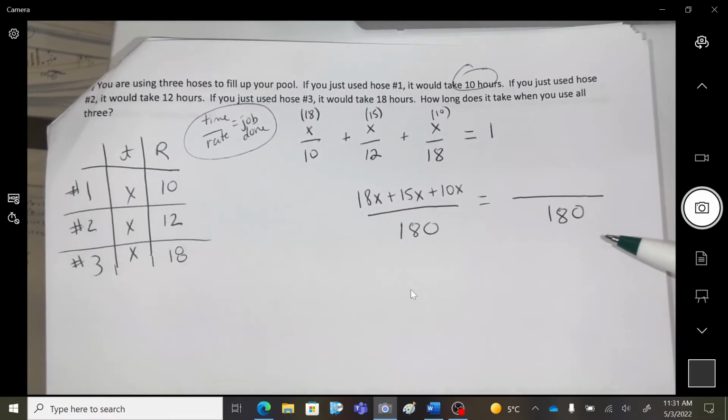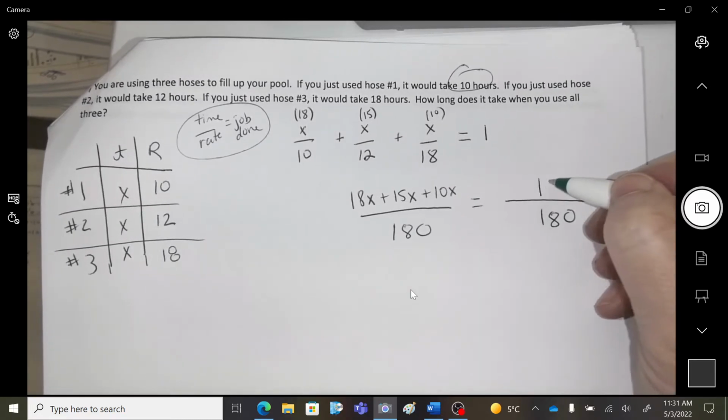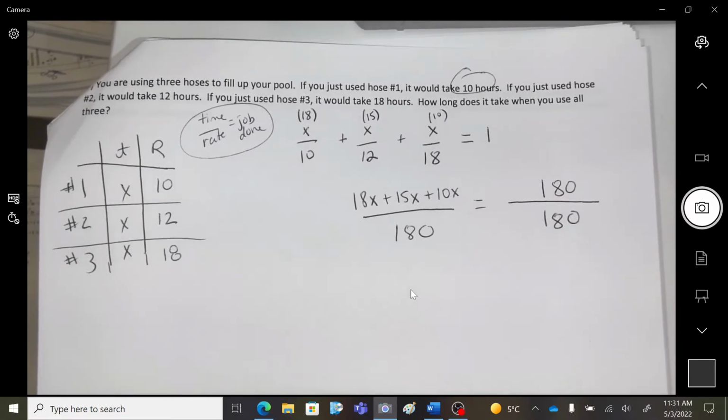Okay, and then on the other side, you can just think, how do I write 1? The same thing over the same thing. So I need a 180 over a 180 to make 1. Okay, so that's the common denominator.